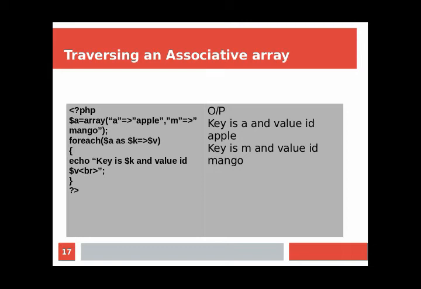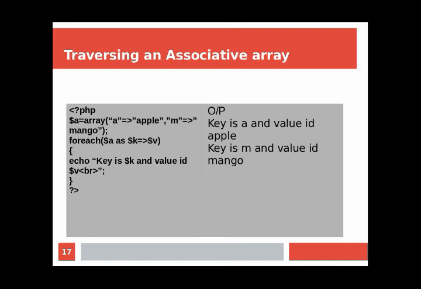Again we use foreach $A as $K arrow $V. So remember that here the foreach means it will consider all keys and values. The echo statement: echo key is $K and value is $V, break here, and end of the foreach loop and end of the PHP program also.